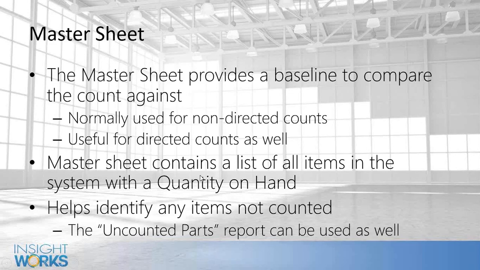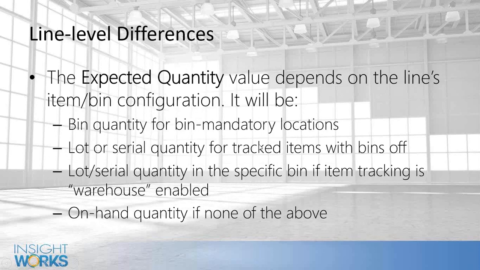All right, so let's get back into reconciling. So we talked about the master sheet already. I'm going to skip this slide completely because I've covered it all. Now, there's a couple of different ways you can reconcile it. One is line level differences. So on those count sheet lines, it actually has a bunch of fields that indicate what the differences are on a per line level. Okay, and I won't get into the details of how it calculates what the expected quantity is, but it's either based on the bin that you're in or the lot number or the serial number or the quantity on hand, depending on the configuration of that particular item.